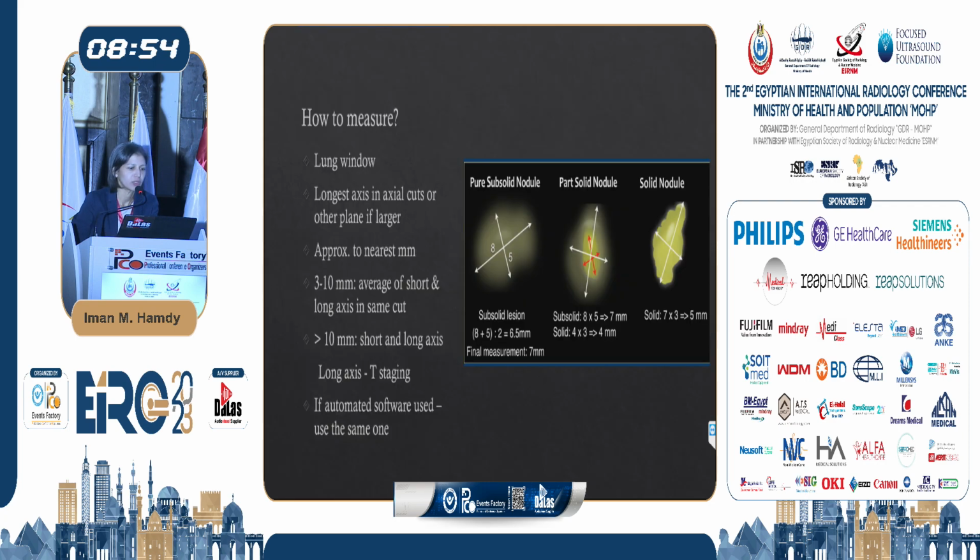How to measure the nodule is very important. We have to measure it in the lung window. Take the longest axis, usually in the axial cuts, and approximate it to the nearest millimeter. If we have larger nodules, then we take the average of the short and long axis. And those larger than 1 centimeter, then we take the short and long axis and use the long axis in the T staging.